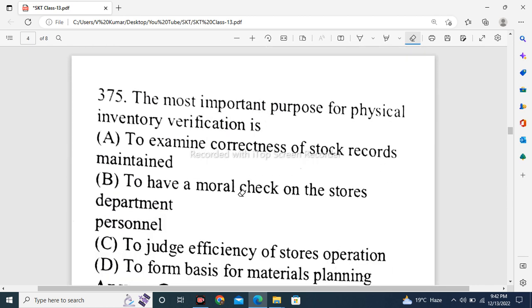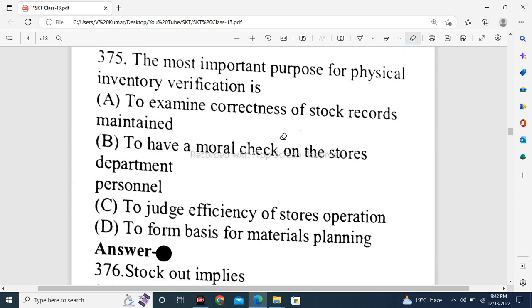Next, the most important purpose for physical inventory verification is: let's see the direct answer. A. To examine correctness of the stock records maintained. The most important purpose for physical inventory verification is to examine correctness of the stock records maintained.